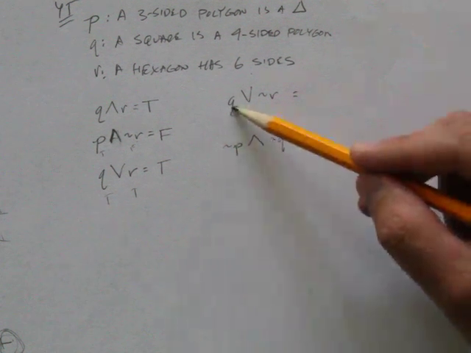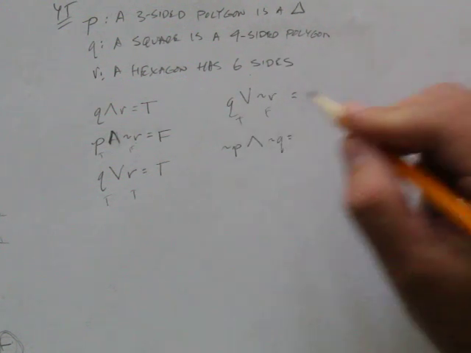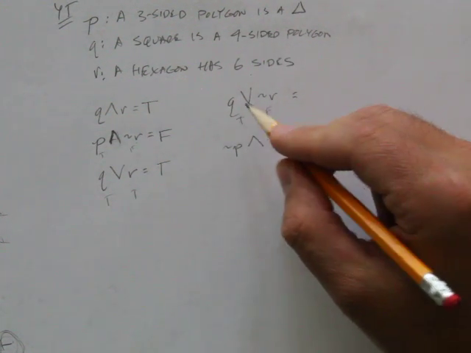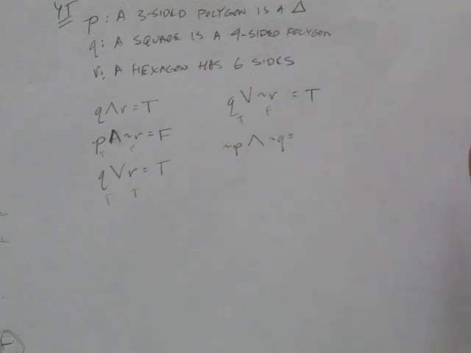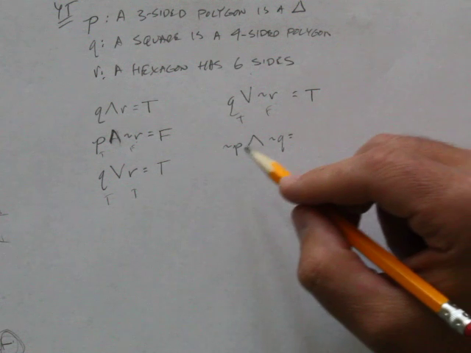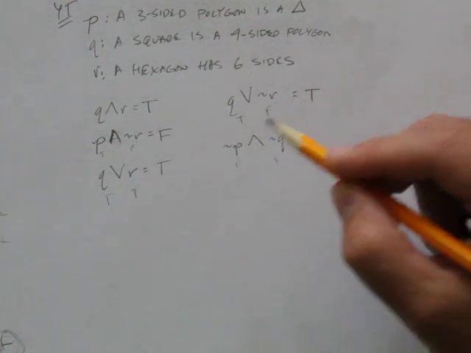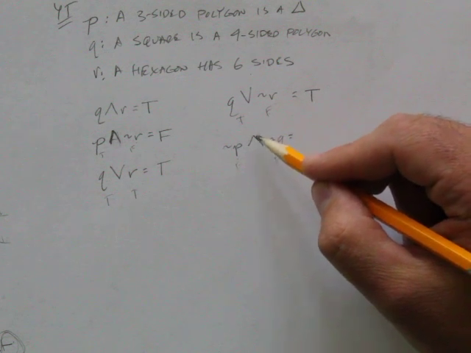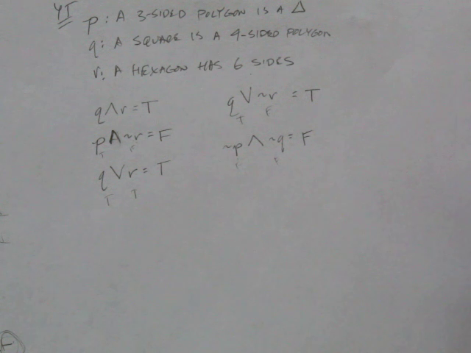All right. Q is true, not R is false. One is true, one is false, and we're talking about or here, so only one needs to be true to have a true statement. Not P is false, not Q is false, and it doesn't really matter if it's and or or. False and false is going to give me false.